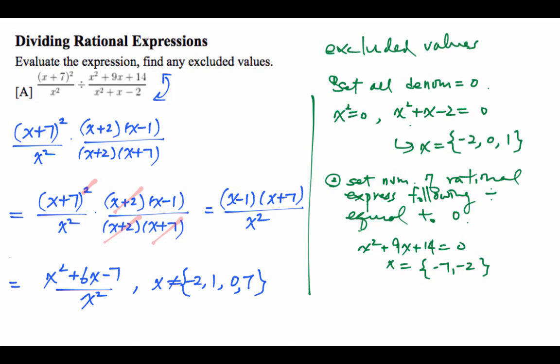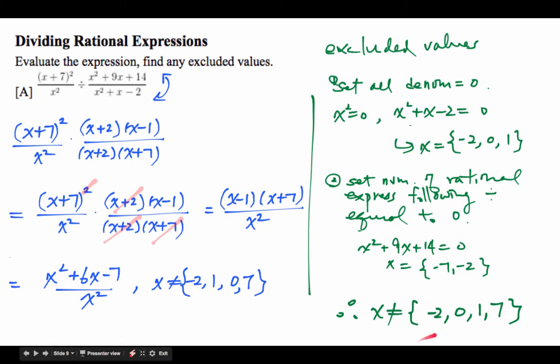So you put all the lists together, and those are the excluded values: negative 2, 0, 1, 7. If any one of them happens, this expression is non-existent. It cannot possibly exist. All right? So that's how you find the excluded values.